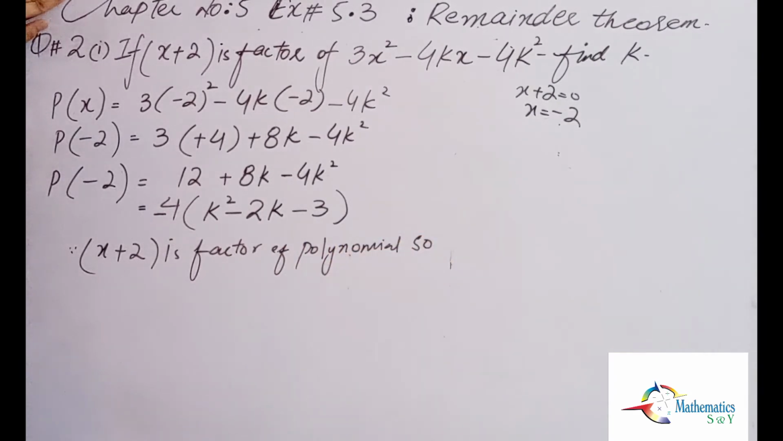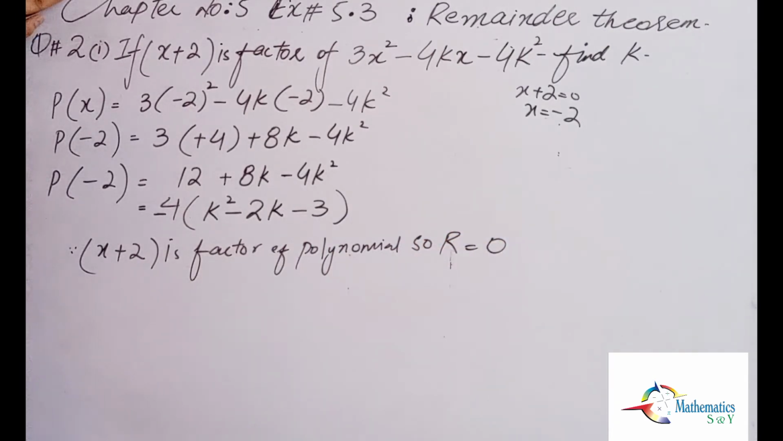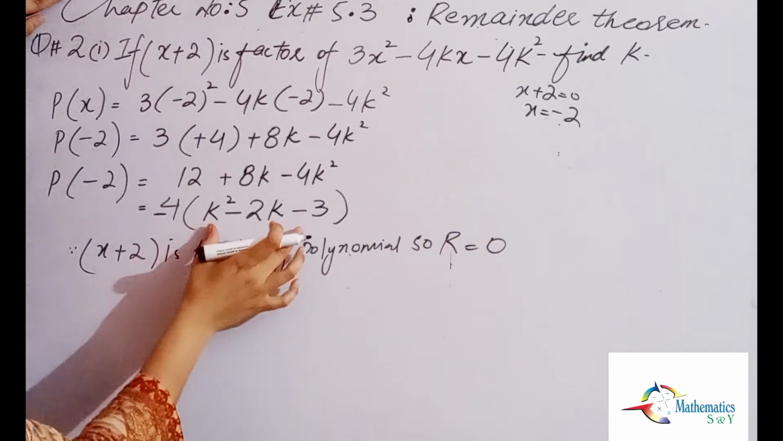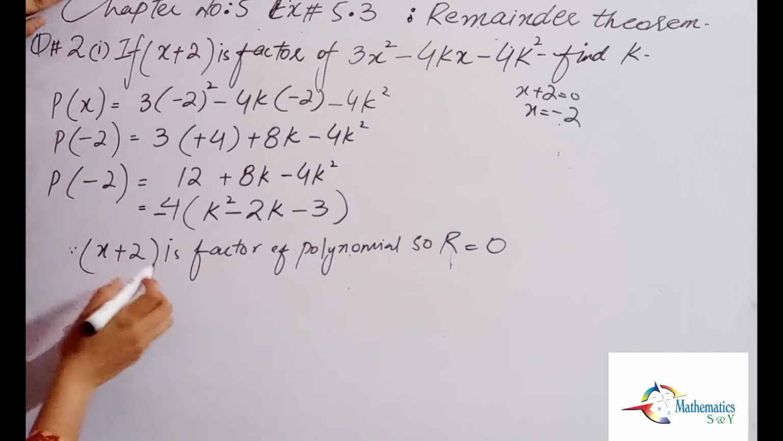So when any divisor is a factor of a polynomial, then the remainder is equal to 0. So this is the remainder, which we will now put equal to 0. Why do we put this equal to 0? Because x plus 2 is a factor of the polynomial. We have to write this reason over here.